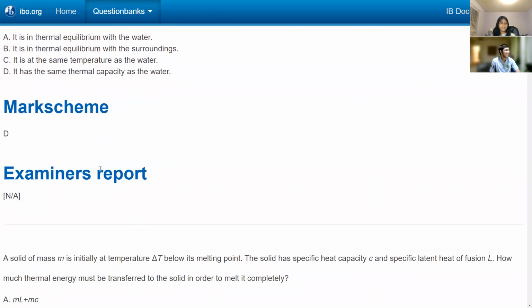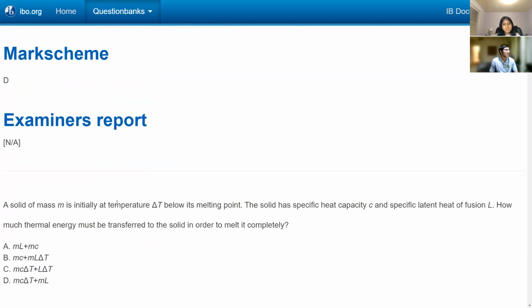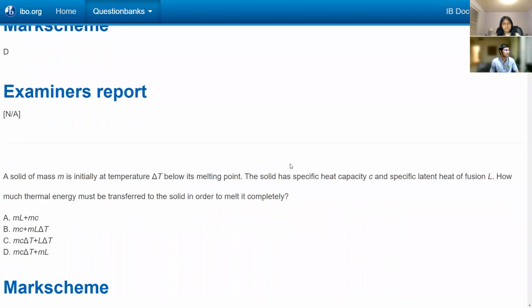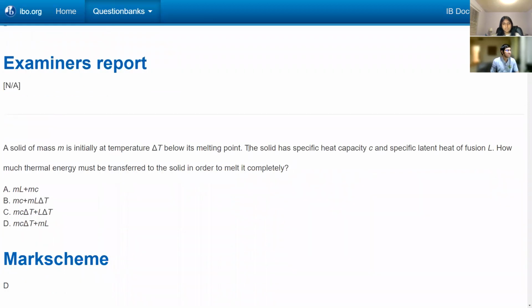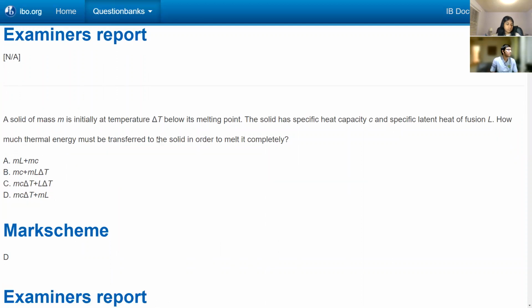Yeah. And I realized, a solid of mass m is initially at temperature delta T below its melting point. The solid has specific heat capacity c and specific latent heat of fusion L. How much thermal energy must be transferred for it to melt completely? D. Those are just the formulas. Yes, mcΔT. Yep. So it just has to melt. Or okay.